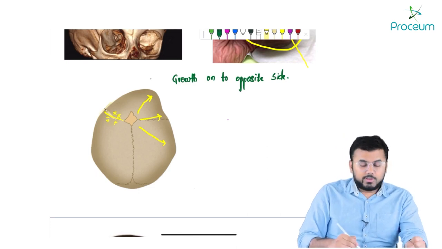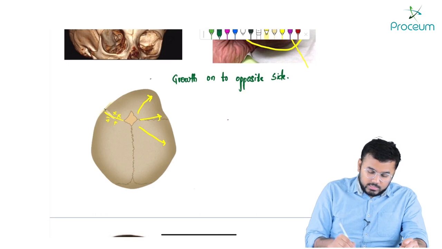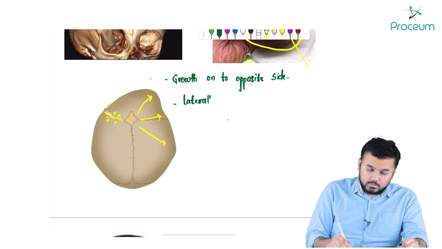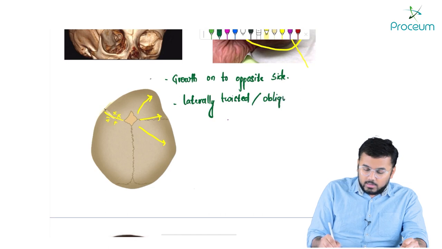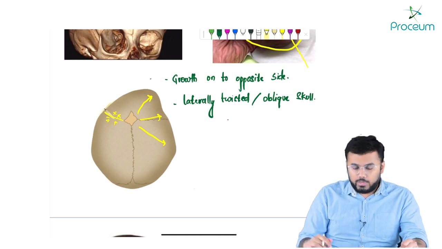And what plagiocephaly is this? Anterior plagiocephaly. Okay. So this skull is laterally twisted, second point, laterally twisted or oblique skull. So this skull is laterally twisted or it is oblique. Okay. Right.